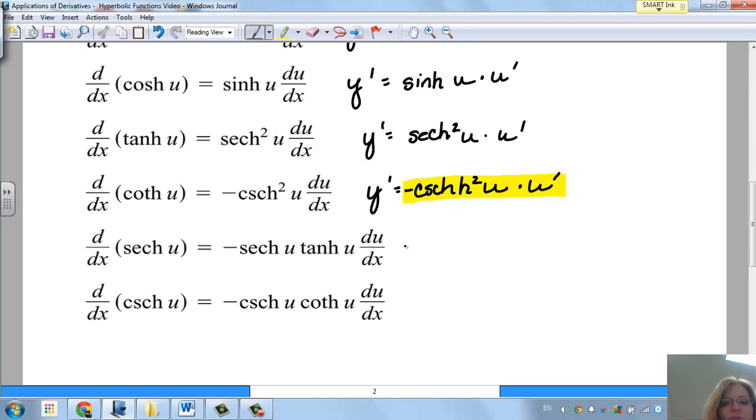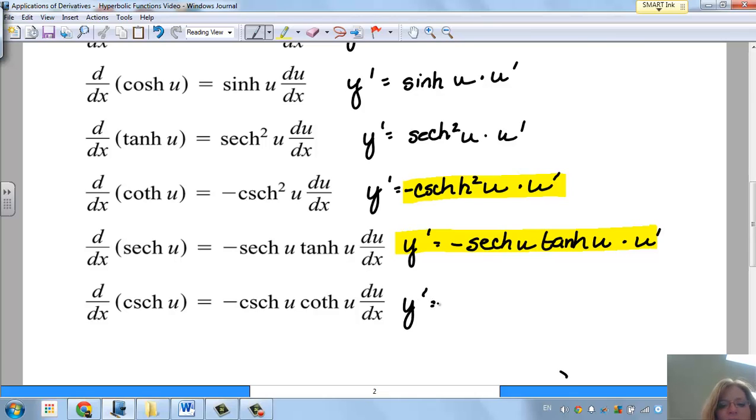This one is also negative. The derivative of hyperbolic secant is negative hyperbolic secant of u times hyperbolic tangent of u times u prime. This one's negative. So it's like the top three are positive and the bottom three are negative. And the last one would be y prime is negative hyperbolic cosecant u times hyperbolic cotan u times u prime.